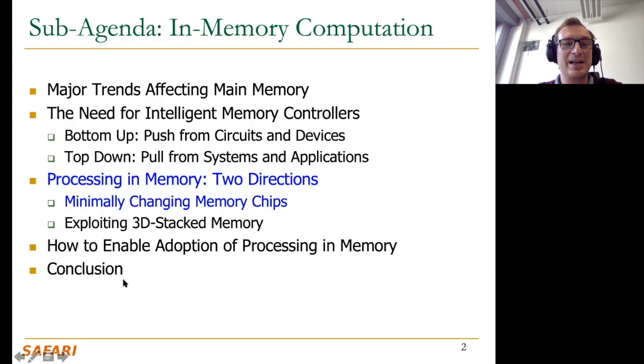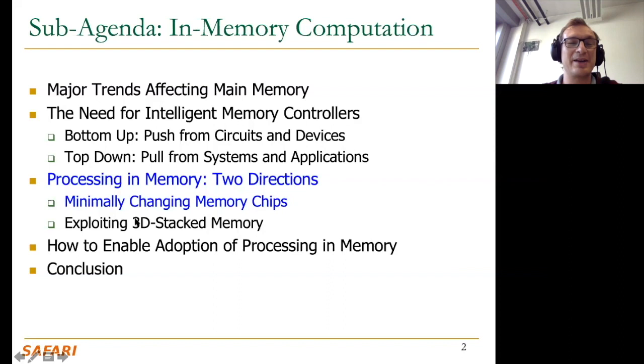And we were discussing two major directions of processing in memory that were not examined as much in the past: minimally changing memory chips, which is actually a huge area of research today, as well as product designs in computer architecture, but it spans across the stack, as you know. And the second one is also a huge area of research as well as product design. So we're going to talk about that today.